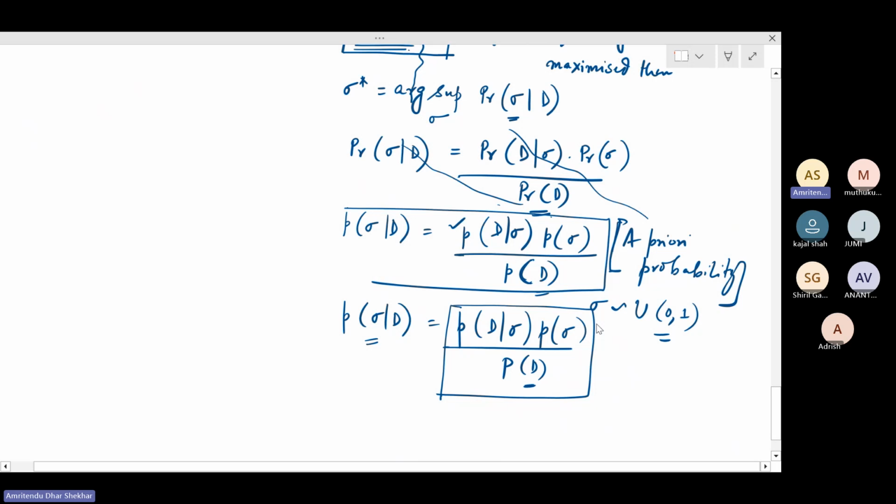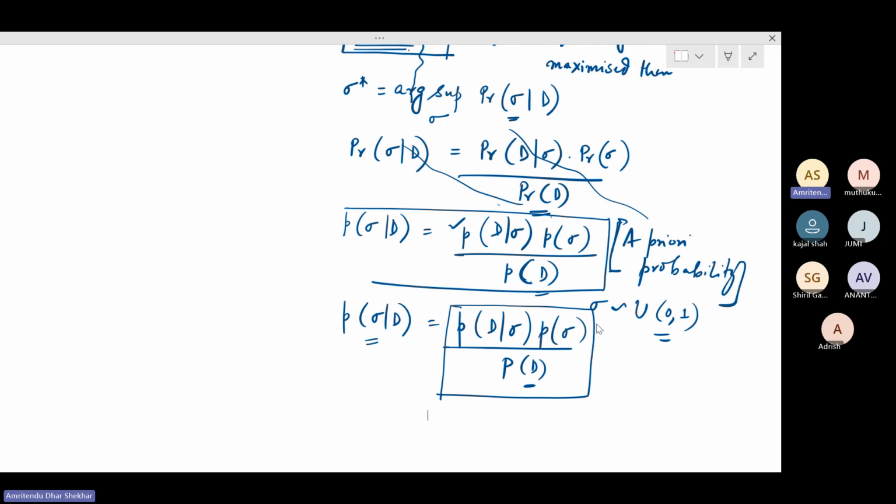So an a priori probability is that you have some initial assumption about sigma. You do not know what sigma is going to be. Your sigma is an initial choice of what sigma is. If you do not have an initial knowledge of what sigma is, you can think that sigma is uniformly distributed. Now, of course, it cannot be.